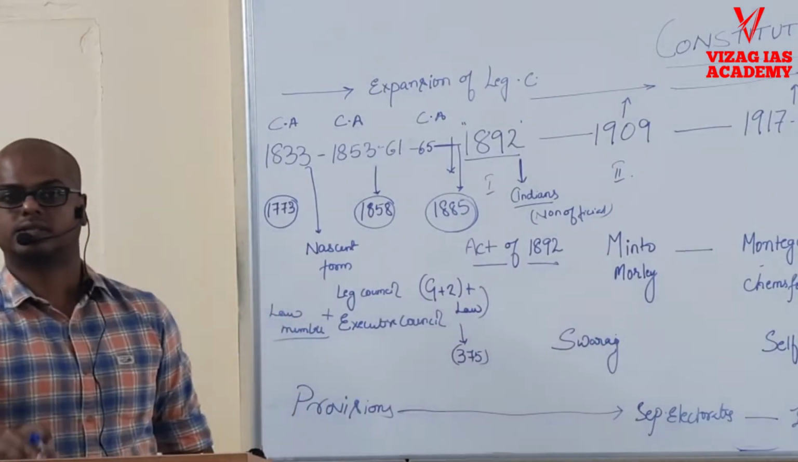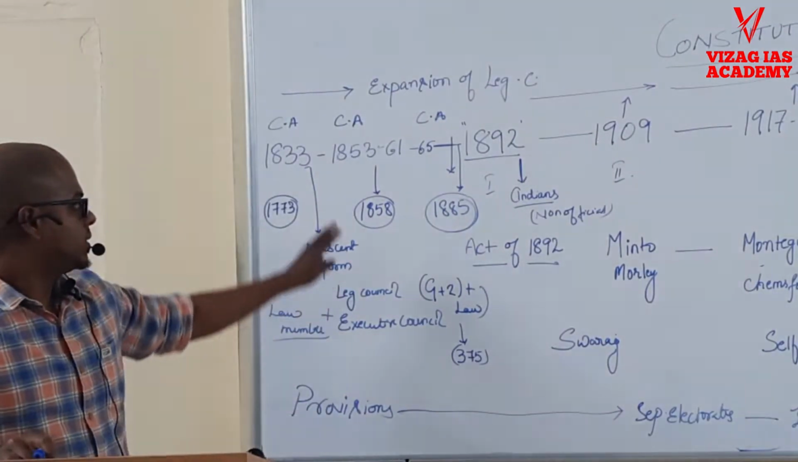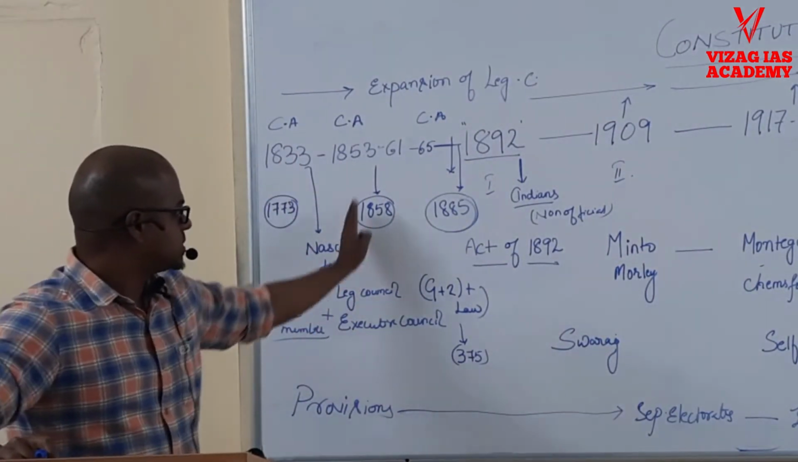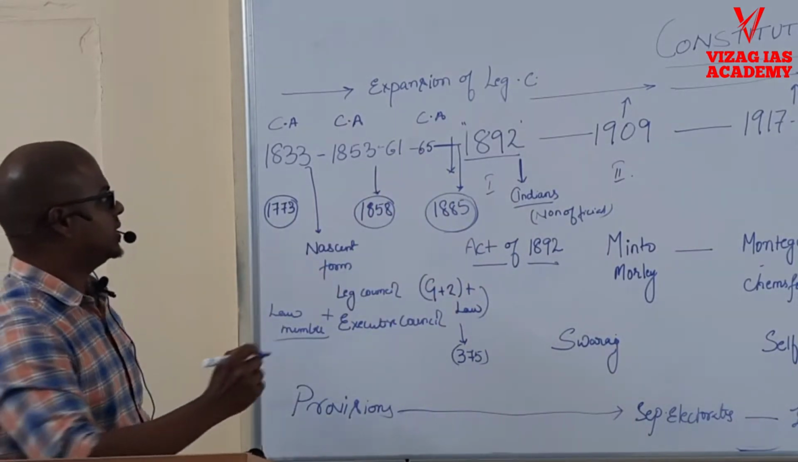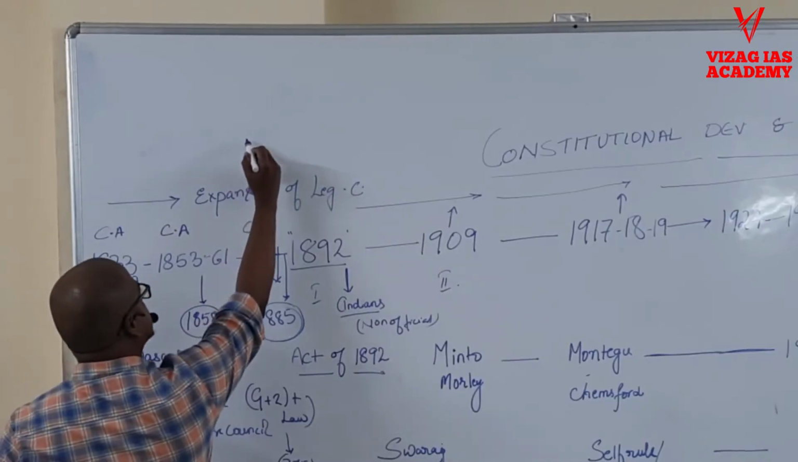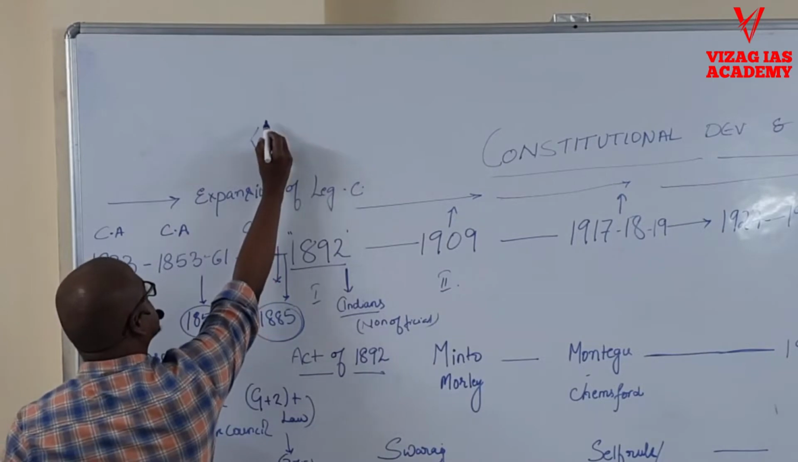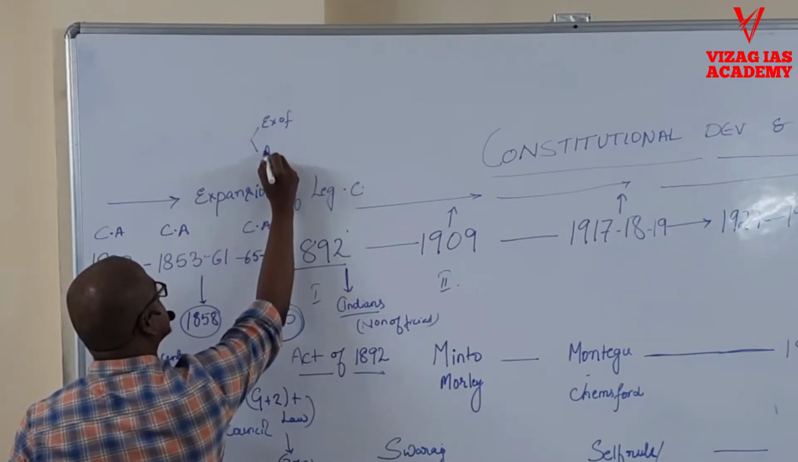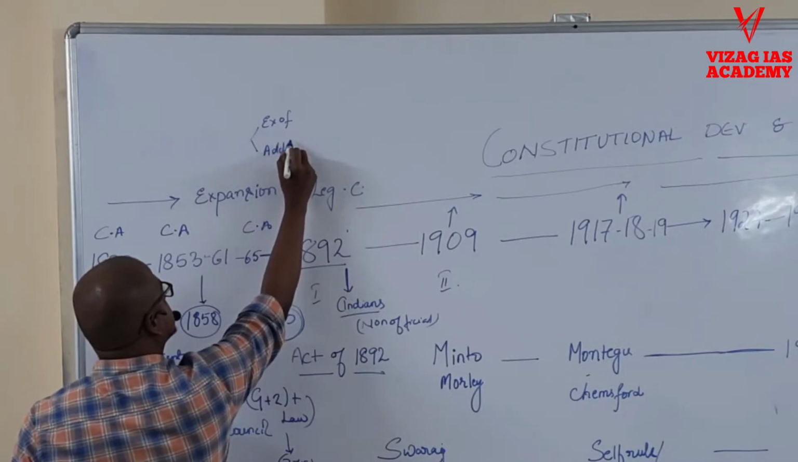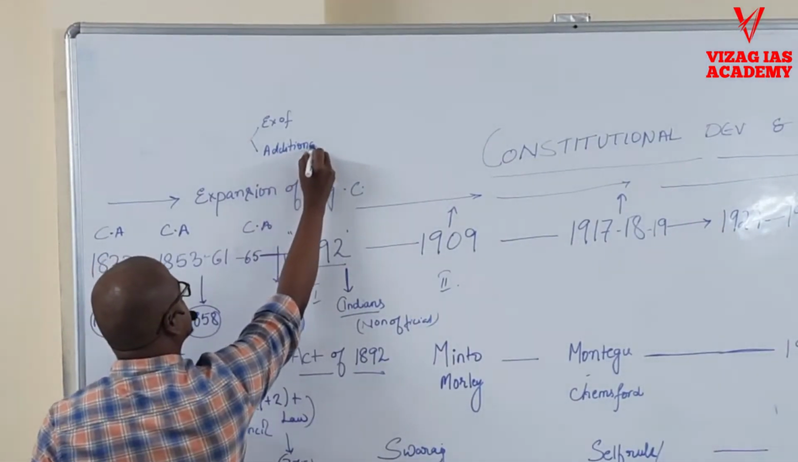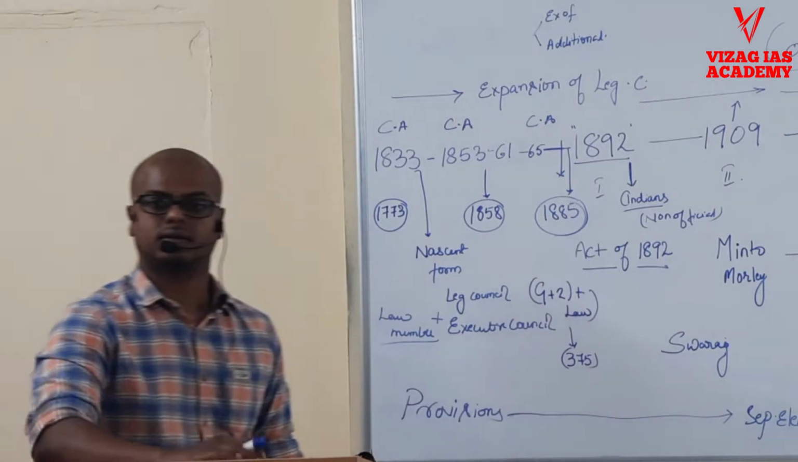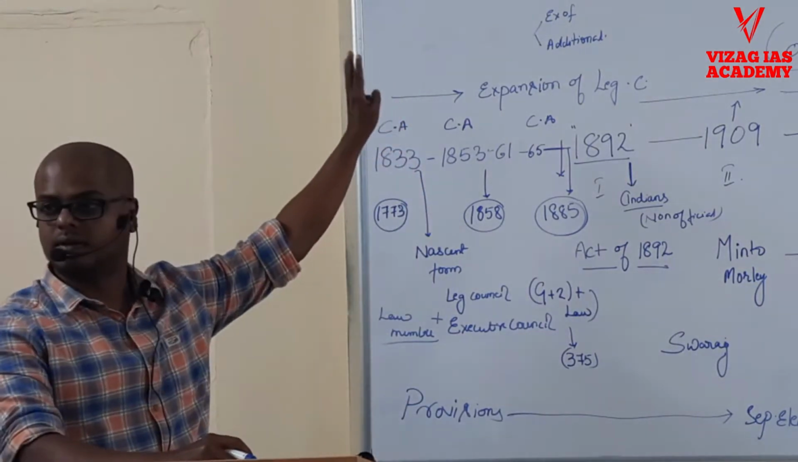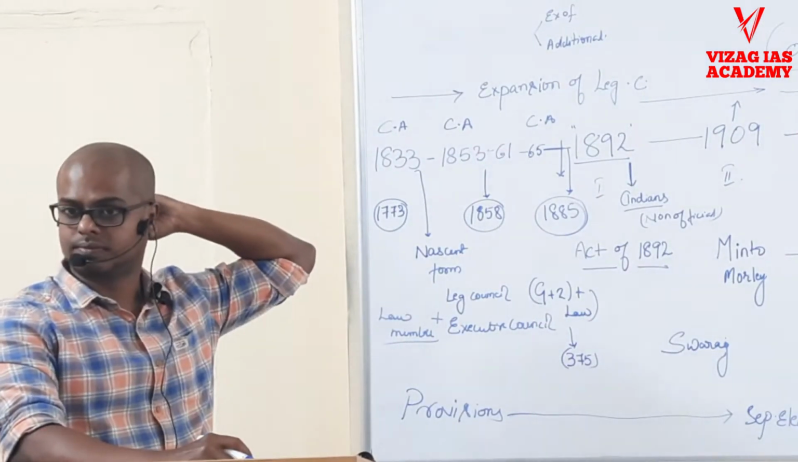They are called non-official members. Fine. So even in this, months after this, a little evolution will be there. In that you find two broad categories: ex officio and additional. Okay. So ex officio members, what do you mean by ex officio?